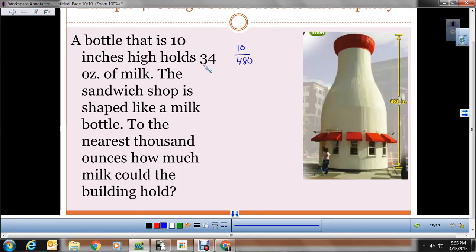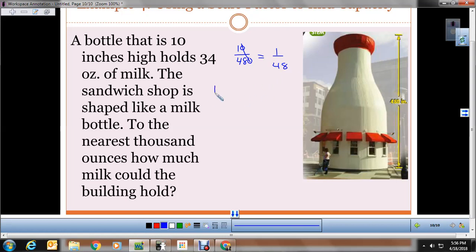So this is in inches, this is in inches. If they were not in the same units, we'd have to convert to make sure they're in the same unit. Now we can reduce this fraction by getting rid of the zeros, which means it's going to be 1 over 48. So this is the ratio, this is our scale factor.